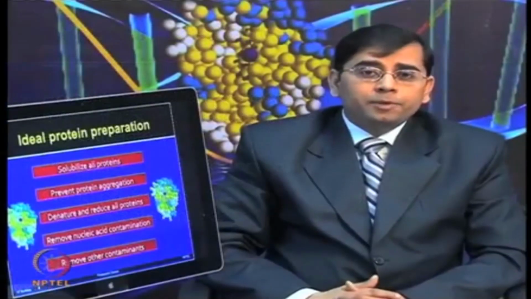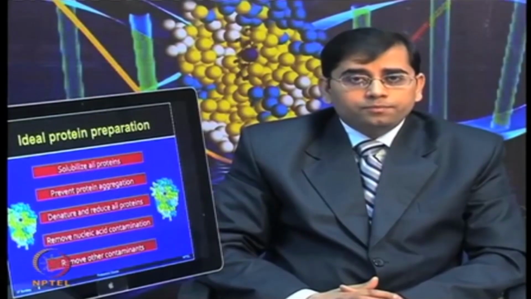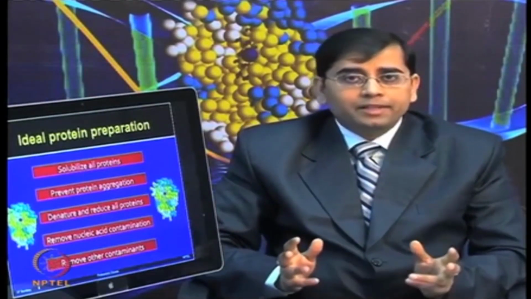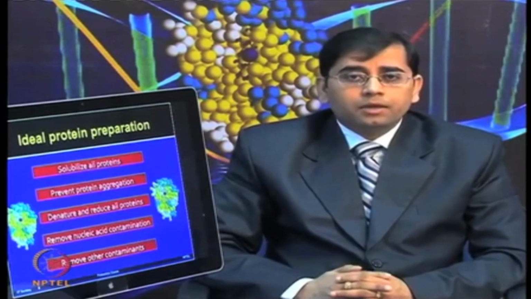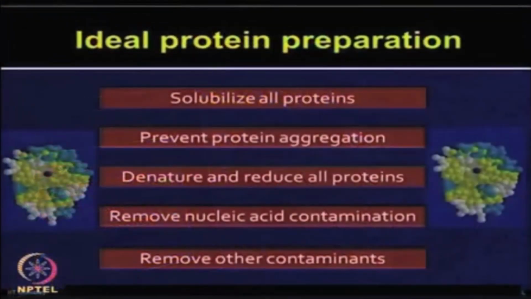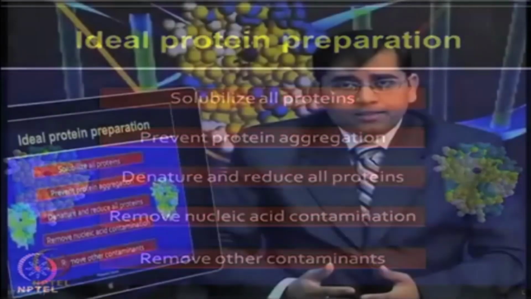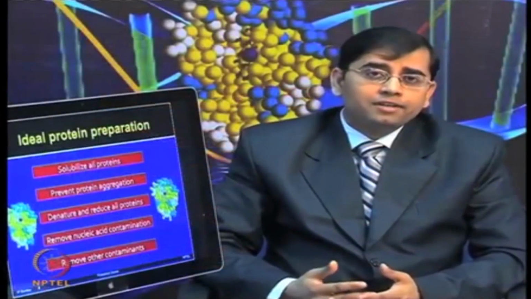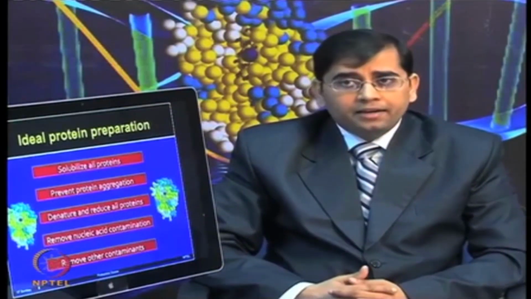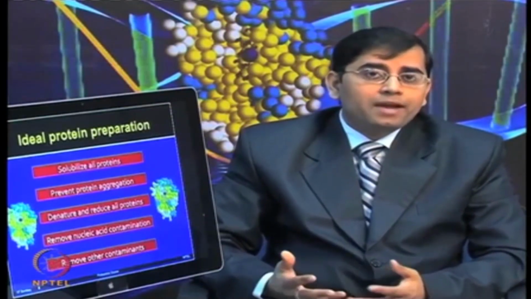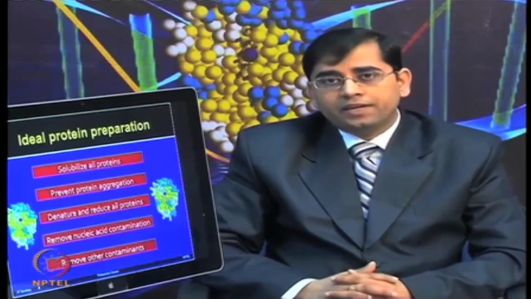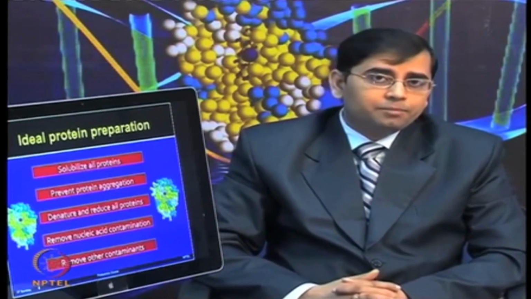So, an ideal protein preparation involves solubilizing all the proteins present in a given mixture, preventing protein aggregation, denaturing and reducing all the proteins present in that mixture, removal of nucleic acid and other contaminants, as well as removing salt and some other small interfering components. Again, depending upon your sample type, you may have to think what different types of interfering components could be present in that sample type.